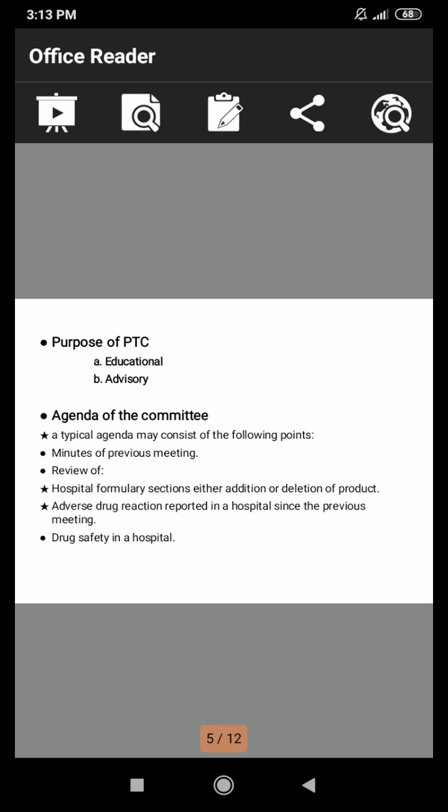Then next is the agenda of the committee. In that, a typical agenda may consist of the following points, that is minutes of the previous meeting and review of them. Then hospital formulary section, either additions or deletion of products. Then adverse drug reactions reported in the hospital since the previous meeting, that is drug safety in the hospital.